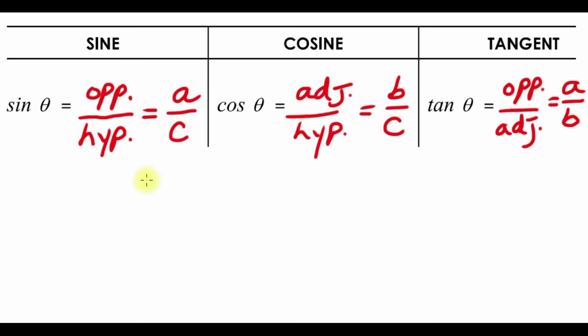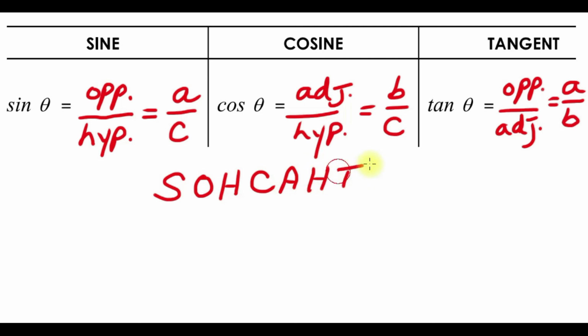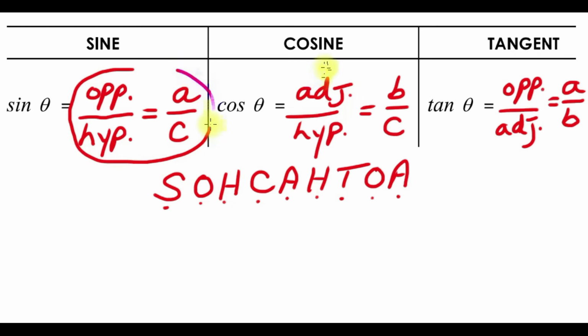There is a phrase that you can use to help remember the trig ratios of these trig functions, and that is SOHCAHTOA. S is for sine, which is opposite over hypotenuse. Cosine is adjacent over hypotenuse. And tangent is opposite over adjacent. These are your trig ratios of the given trig functions.